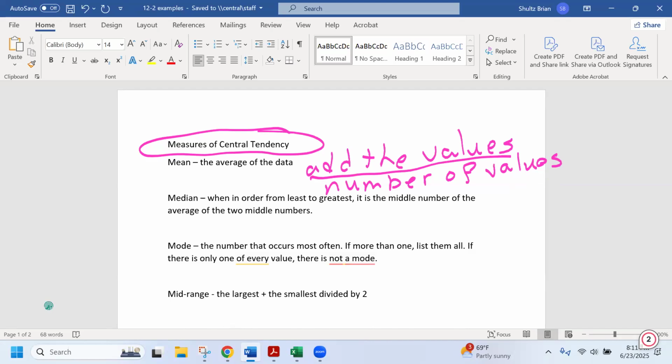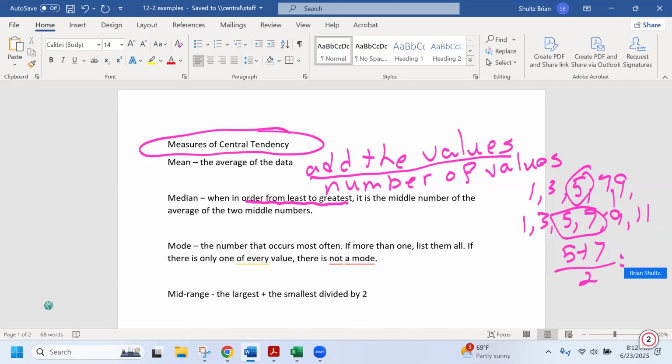The median, order from least to greatest. That's the hardest part of the median. You want to put your numbers from smallest to largest, and then the median is the middle number. I'm going to make a simple little list here: 1, 3, 5, 7, 9. There are only 5 numbers here, and 5 is the middle number. That's your median. If there is 1, 3, 5, 7, 9, 11, then 5 and 7 are both in the middle. If there are 2 in the middle, then you add them up and divide by 2. 12 divided by 2 is 6, or you find the average of those.